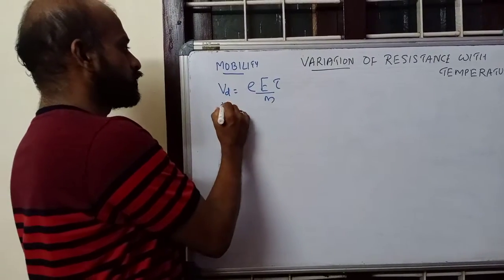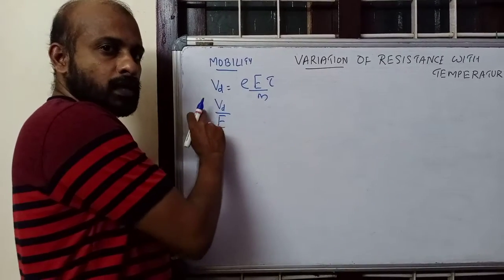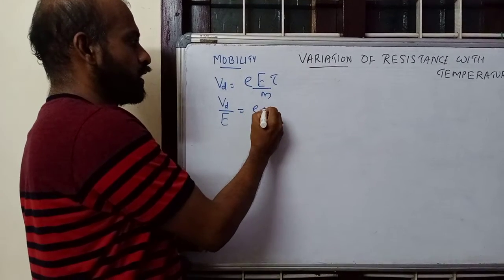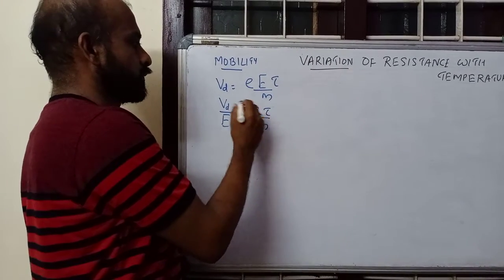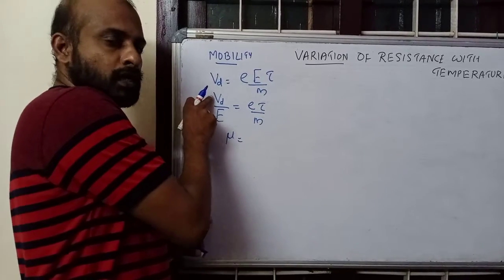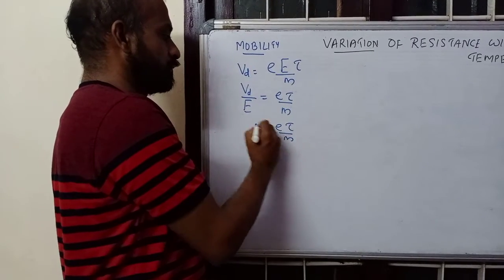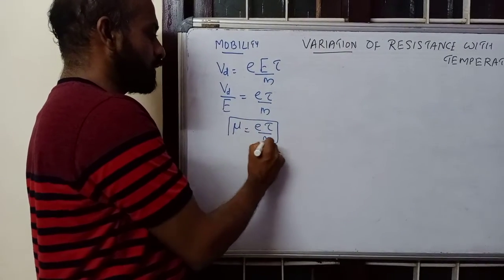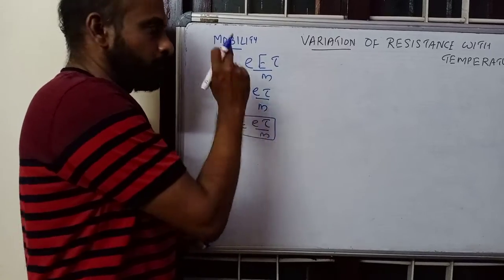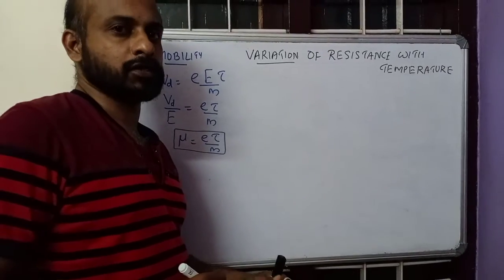When we divide the drift velocity by the electric field, Vd by E, the resulting ratio is called mobility. So when I divide by E, you will get eτ/m. So mobility μ is equal to the ratio of drift velocity and electric field, and it is equal to eτ/m. So mobility depends on three factors: the charge of the electron, mass of the electron, and the relaxation time.